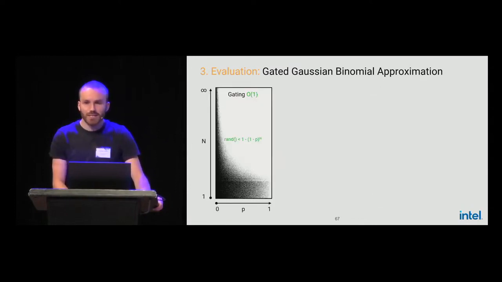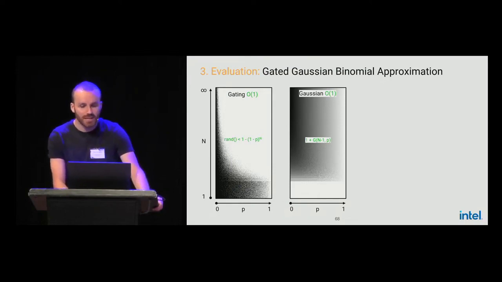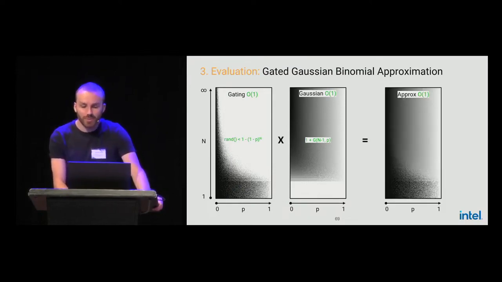We start with doing a single Bernoulli trial using the probability of having at least 1 success in the binomial. Separately, we also do a Gaussian approximation of the binomial law, but knowing that we already have 1 success, so we decrease n by 1 and add 1 to the result. And now if we multiply both, we get the gated Gaussian approximation of the binomial law in constant time.